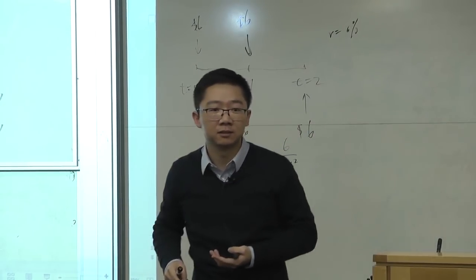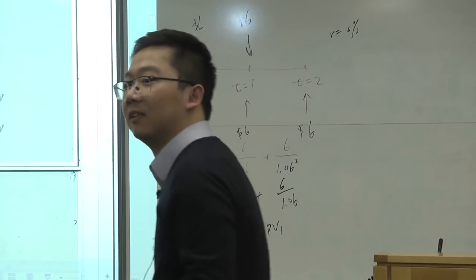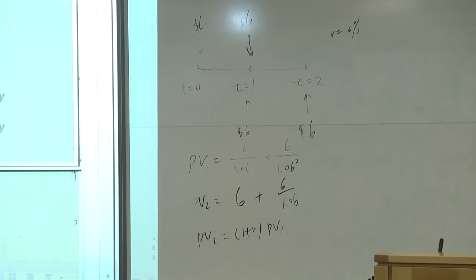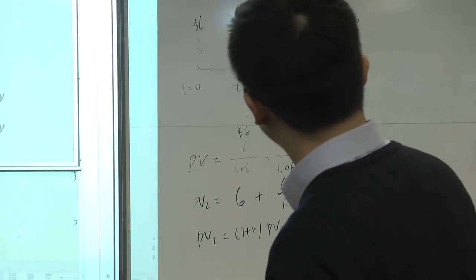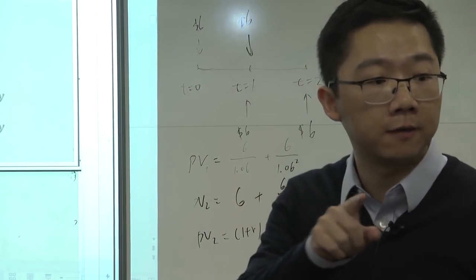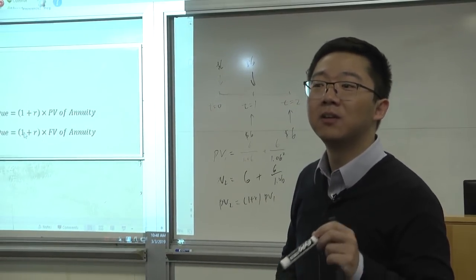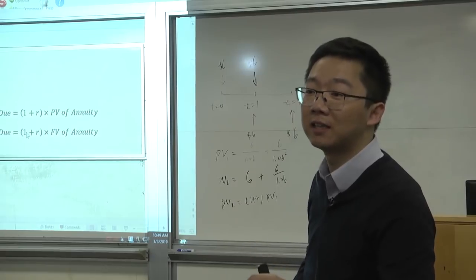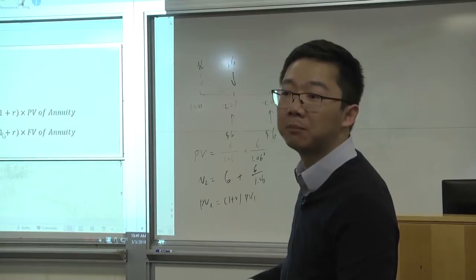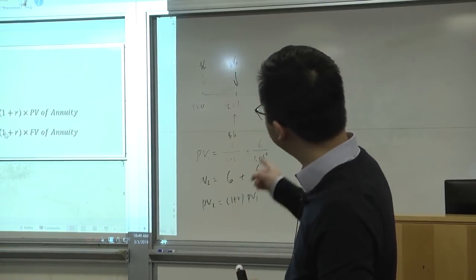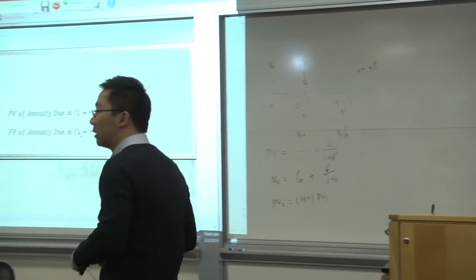Question, ask questions. I see confusing faces. Okay, so for ordinary annuity, you discount a period of payment? Yes, right. So for each period, for the ordinary annuity, they all happen in the future. Future means what? We need to discount it to a present value, right? And depending on when it happens, we discount by a corresponding number of periods. The first $6 happened at t equal to 1, discounted by 1 period. 6 divided by 1.06, right?